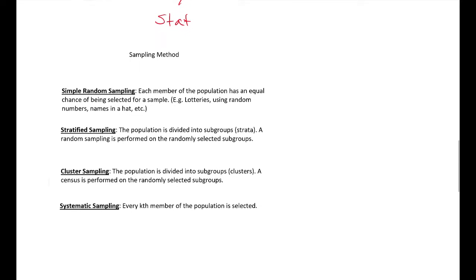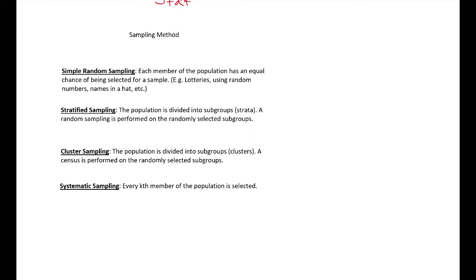All right, so the next thing we want to discuss is how do we collect this data? So I call these sampling methods. And I'm just going to give you just the basic four that we'll discuss this semester. But the first one I'll talk about is simple random sampling. Okay, so simple random sampling is something where each member of the population has an equal chance of being selected for the sample. All right.